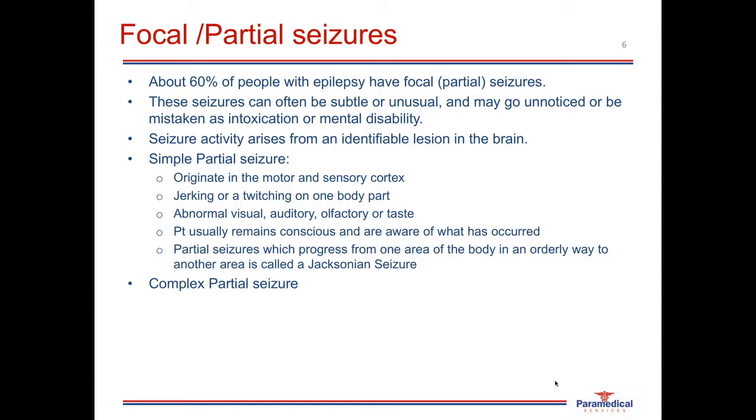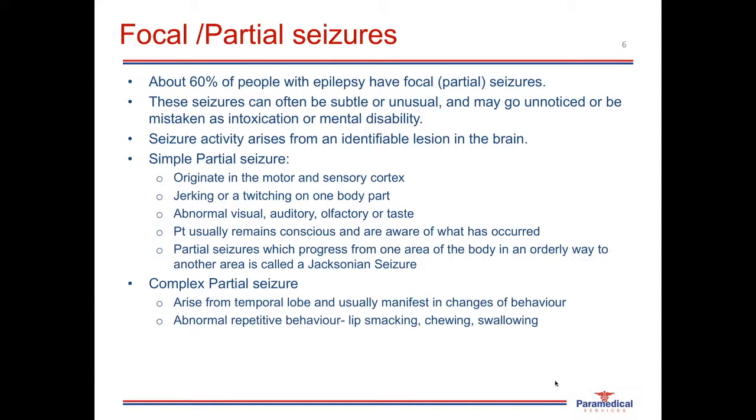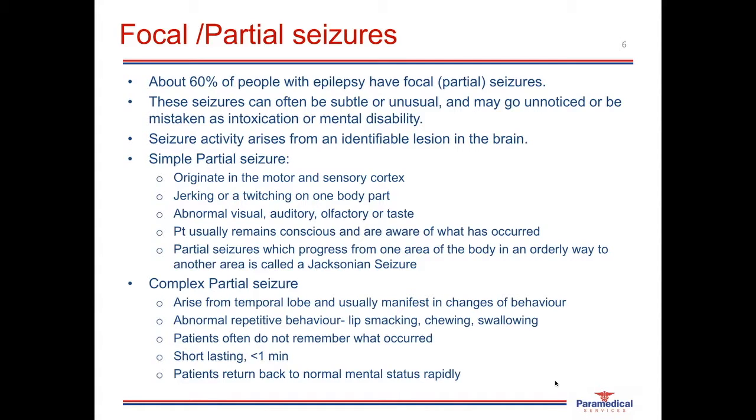Complex partial seizures are very similar to simple partial seizures. However, they usually arise from areas such as the temporal lobe, which manifest in changes in a person's behavior. An example of this would be an abnormal repetitive behavior such as lip smacking or chewing their gums or swallowing repetitively. Patients often do not remember these types of seizures, so slightly different to those of simple partial. They're short-lasting, usually less than 1 minute, and once they're completed, the patient returns back to normal status rapidly.